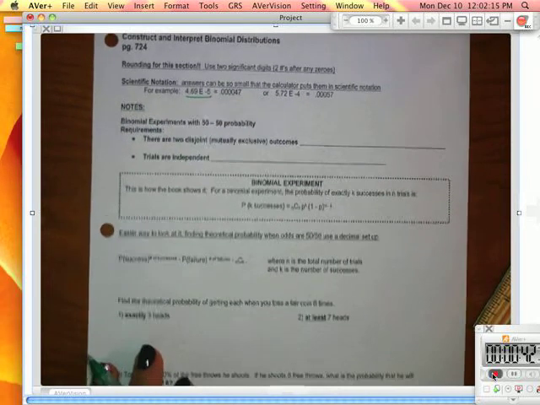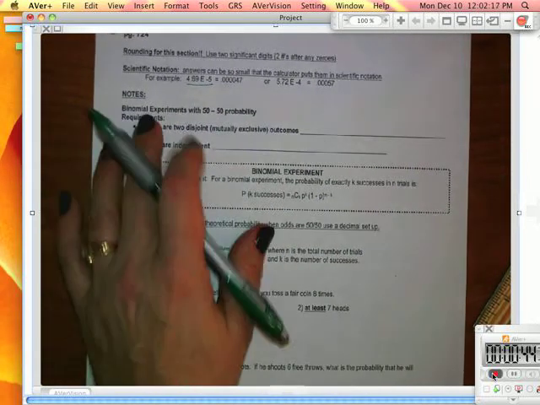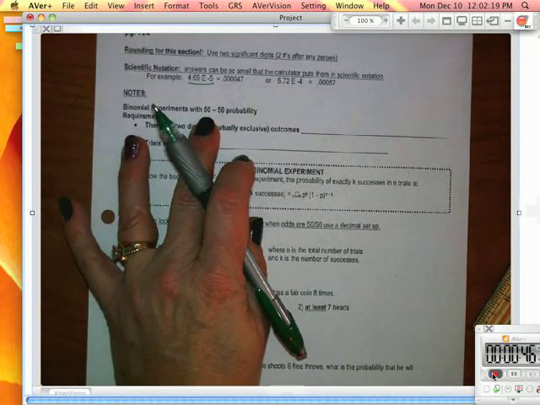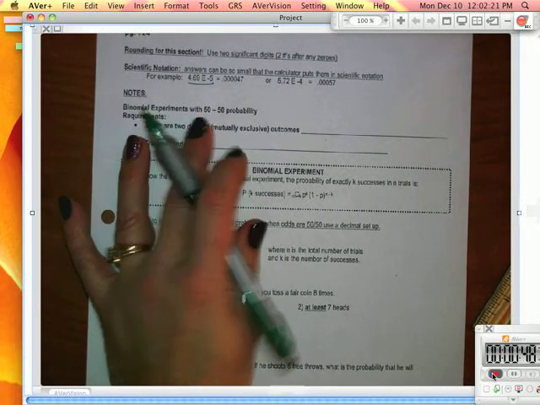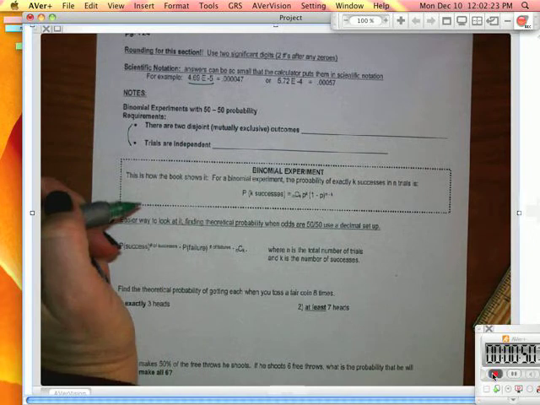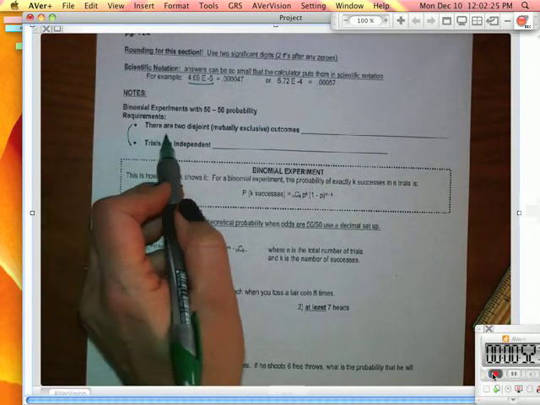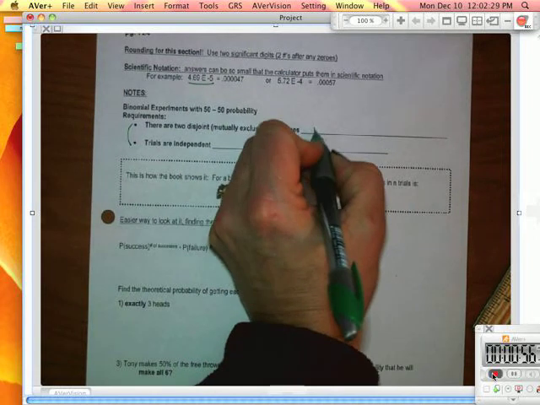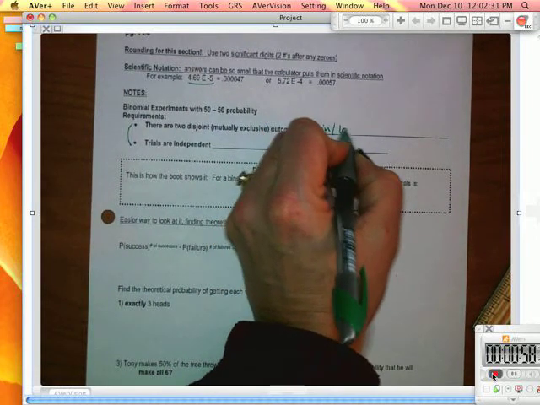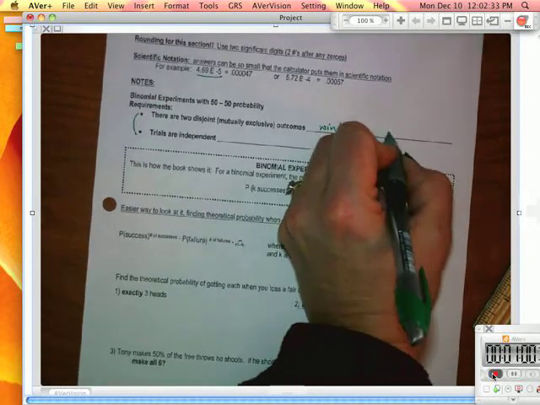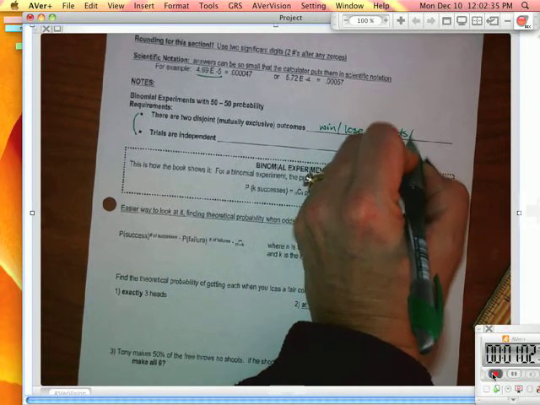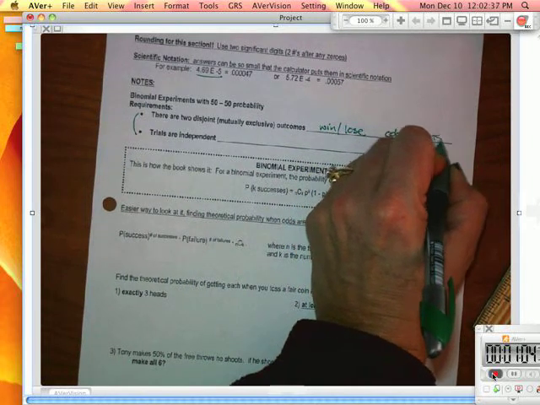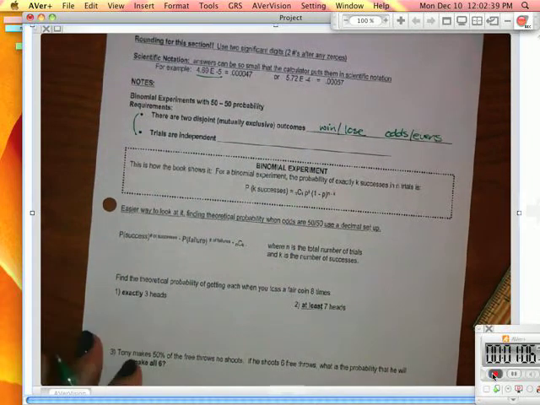Okay, there are 2 types of binomial experiments. The first is when you have a 50-50 probability of things occurring. The requirements to have a binomial experiment are that there are 2 disjoint outcomes, for example a win or lose, or if you're looking for odds or evens. There's no way they could overlap. All right? And the trials are independent.